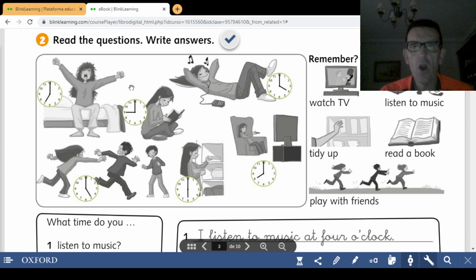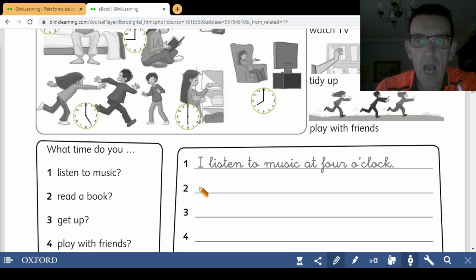Well, now, with the pencil you complete the number 2. What time do you read a book? Voy a quitar esto que no se estorbe. What time do you read a book? You go to the picture, read a book, read a book. This girl read a book, 9 o'clock. So you write, I read a book at, remember that with the time, with the hours, we always write the preposition at. I read a book at 9 o'clock. Don't forget the apostrophe in o'clock. No olvidéis el apóstrofo en o'clock, ¿vale?